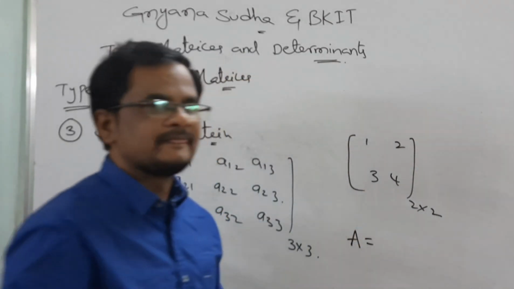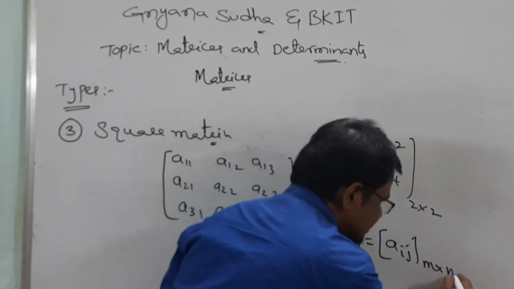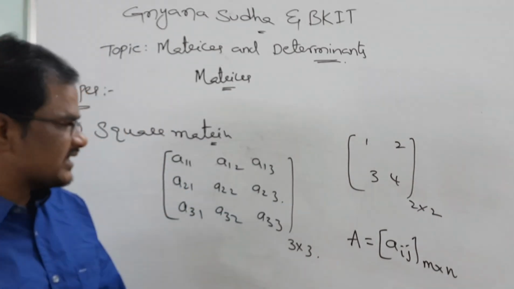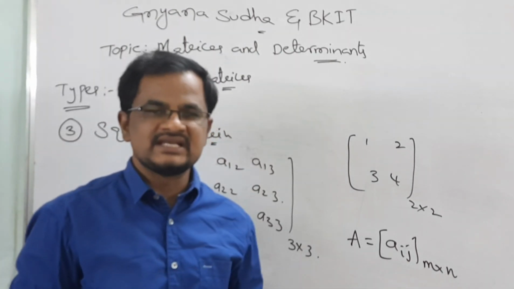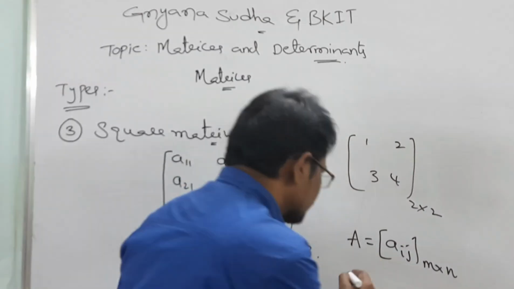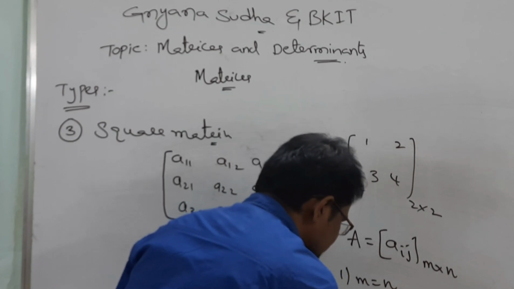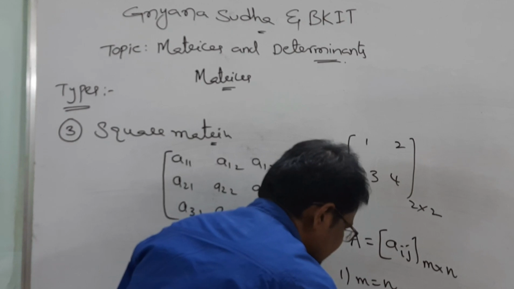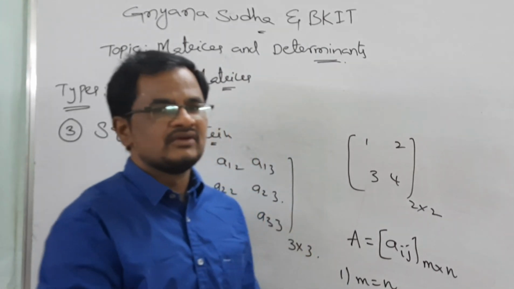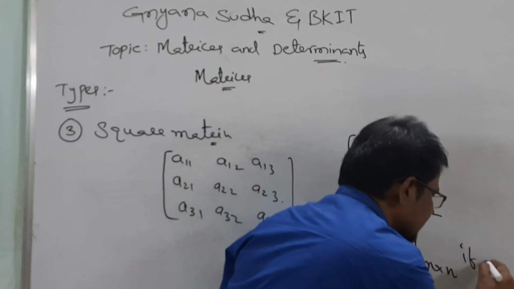Otherwise you can define it like this also: A equal to Aij, m by n, is said to be the square matrix if... In entrance exams they will ask like this. If they give four options: m equal to n, m not equal to n, m greater than n, and m less than n. So what is our definition? In another way, if you define a square matrix A equal to Aij, definitely here m equal to n.